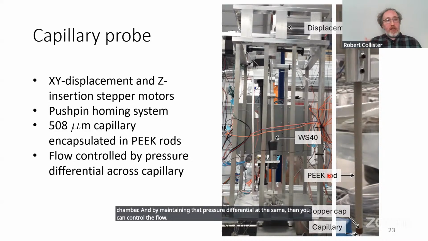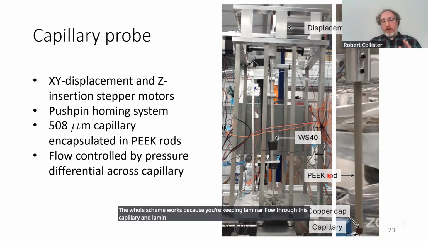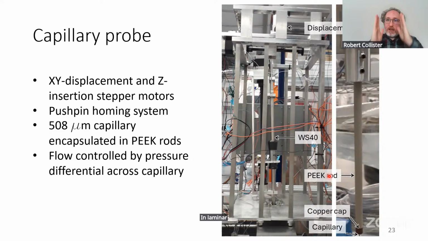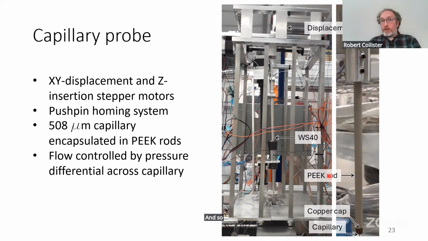The whole scheme works because you're keeping laminar flow through this capillary. And laminar flow is characterized by layers of flow that don't intermix, unlike in a turbulent flow where you've got everything kind of roiling together. In laminar flow, they're very straight, even, they don't overlap. And so an ion being carried in the center of that flow isn't going to be pushed by the flow towards the wall. And so that's why the whole scheme works.